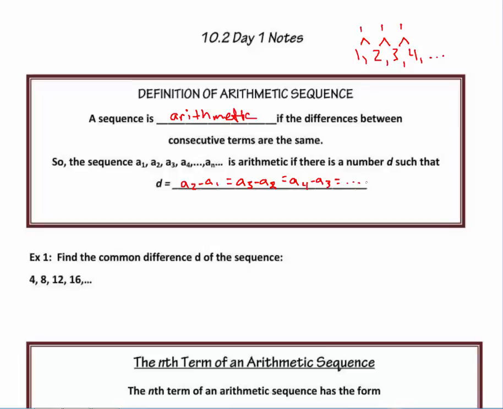And so that can continue on forever, and we can say that a sub n minus a sub n minus 1. And that's just saying that whatever term we have, we're going to subtract the term before it, and that common difference, d, is always going to be the same. That's what makes it arithmetic.